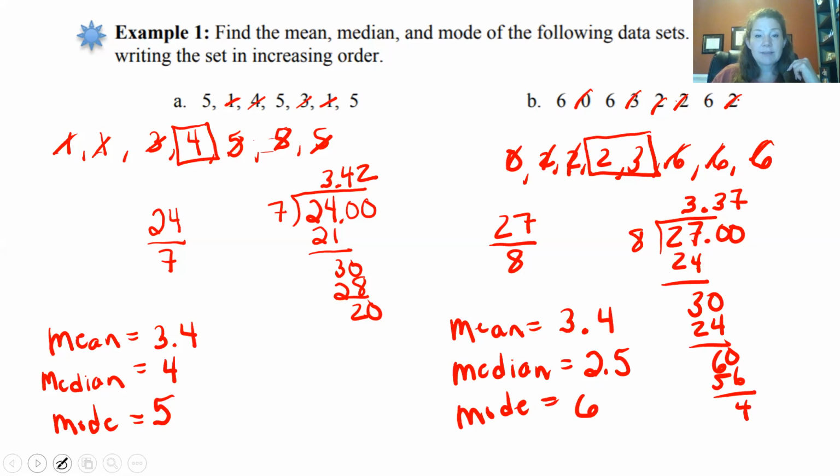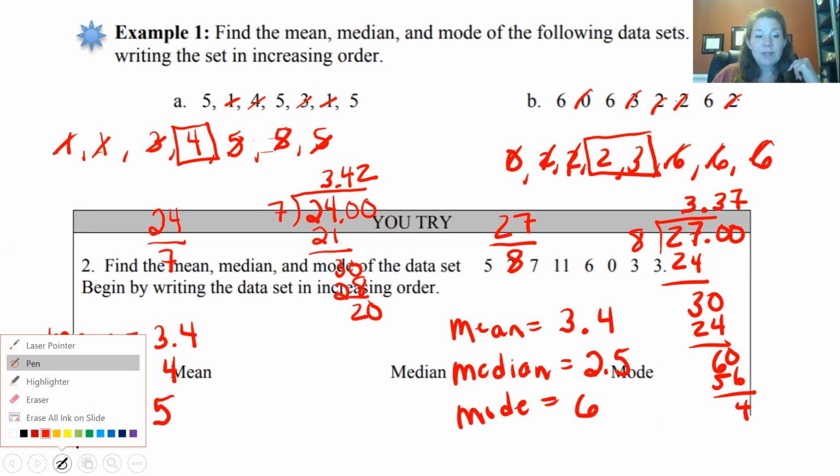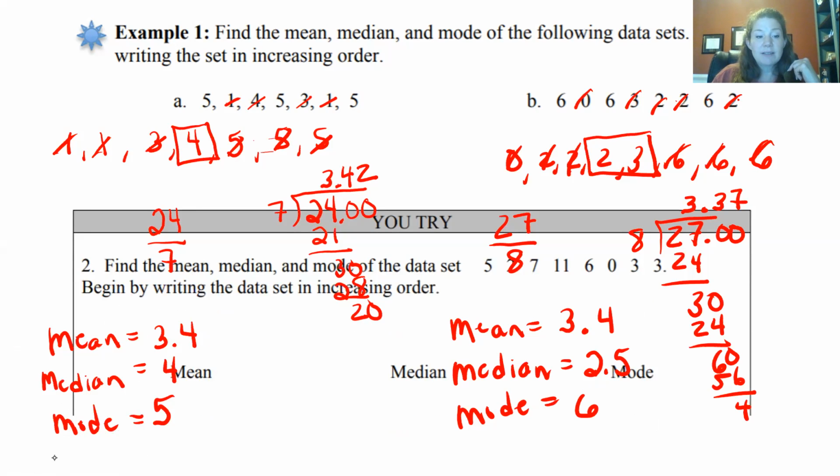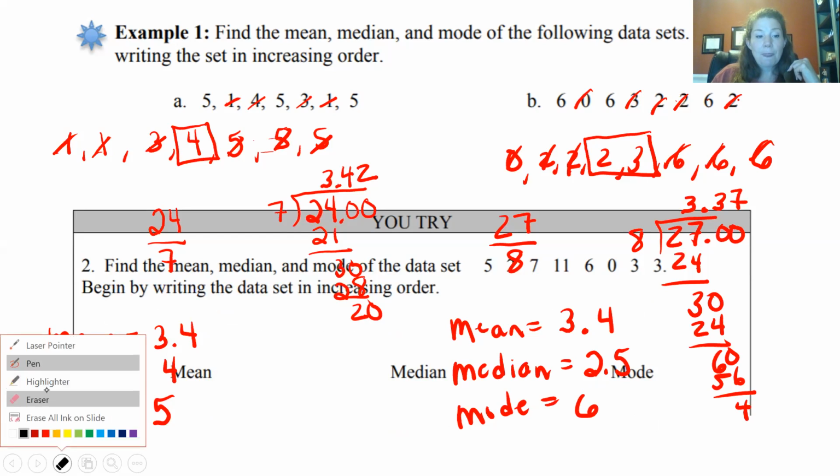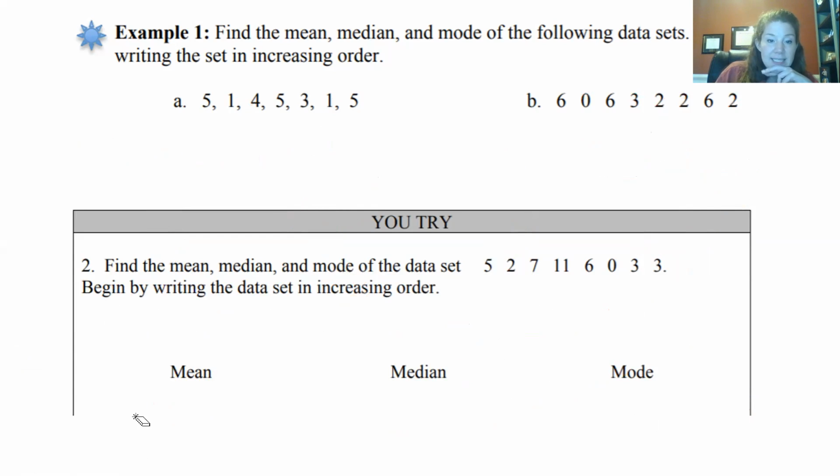All right. Let me get rid of all this. And so I want you guys to pause, and I want you to find the mean, median, and mode of this set of data right here, and then come back and check your answer. All right, so I'm going to go ahead and put these in order.